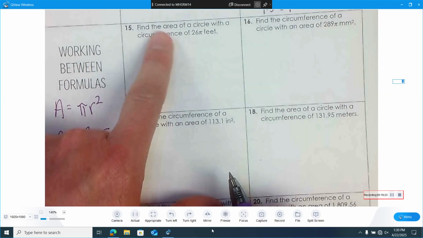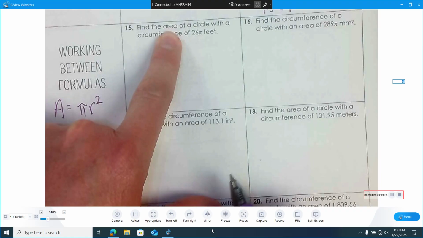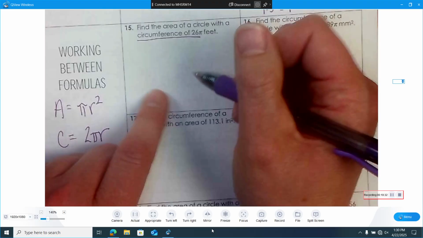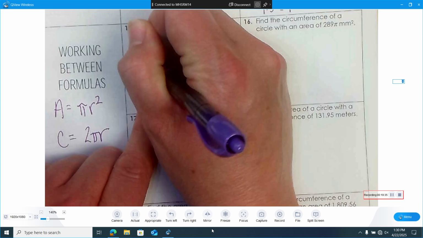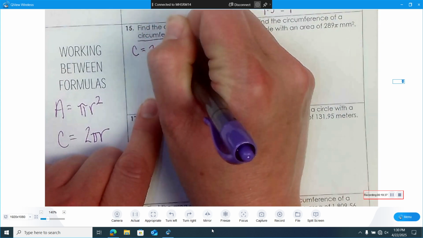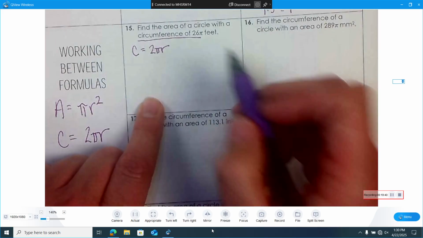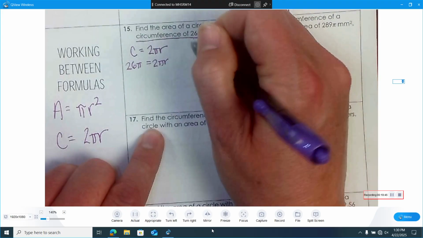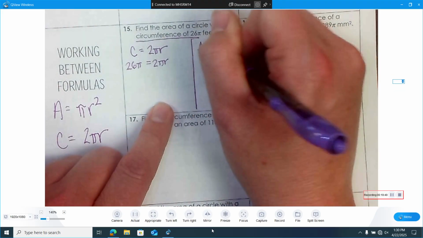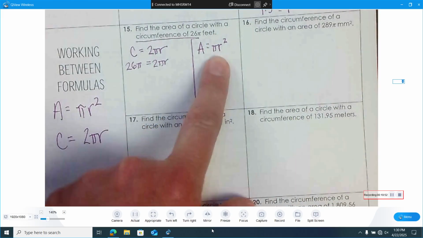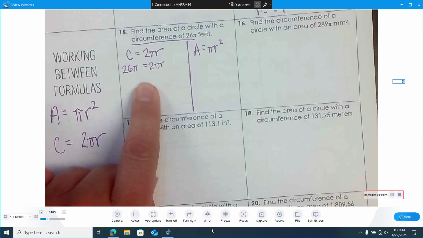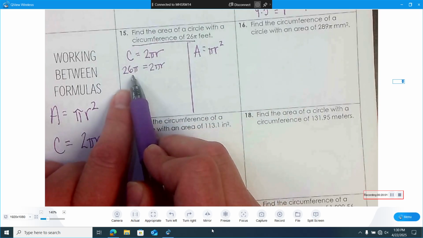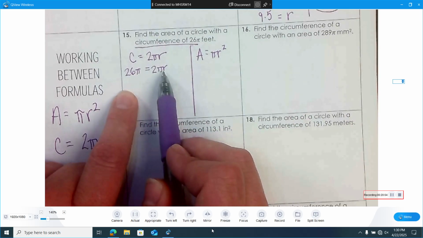Now, it says we want to figure out the area of a circle that has a circumference of 26 pi feet. So that's what we know. We know that the circumference is 26 pi. What we're trying to figure out is area. We're going to start with what we know, which is the circumference. So I put the 26 pi in place of circumference, and then this allows me to figure out r.